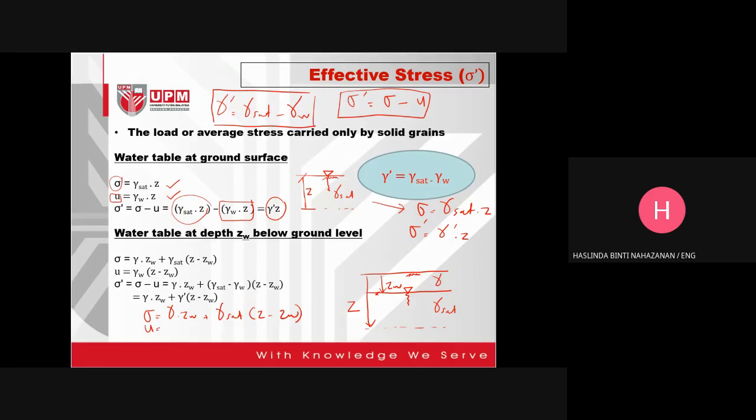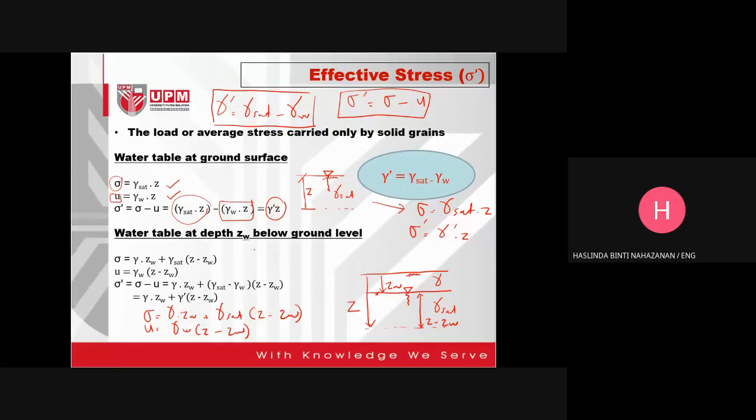For water pressure, it is gamma W times Z minus ZW. Water pressure is calculated where you start to have water, so it's actually this depth, which is Z minus ZW. That's why water pressure equals gamma W multiplied with Z minus ZW.